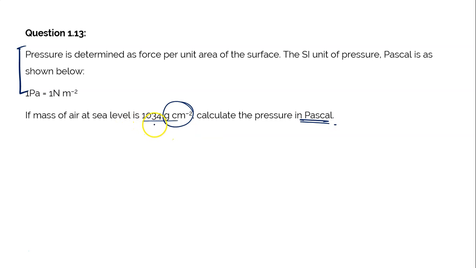So you know the mass of air, but do you know the other term in order to calculate the pressure? You don't know, but you can still derive it from this grams per cc unit. Grams per centimeter square. It's not cc, I'm sorry for that. Cc is centimeter cube. Here it is centimeter square.